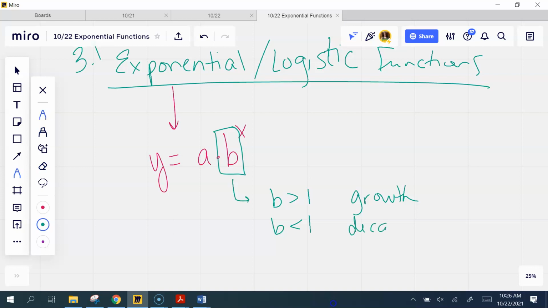If b is 1, well, 1 to the x would just be 1, so it's not an exponential anymore. Remember, b cannot be negative. Why can b not be negative? What happens if it is negative? What does that really mean?